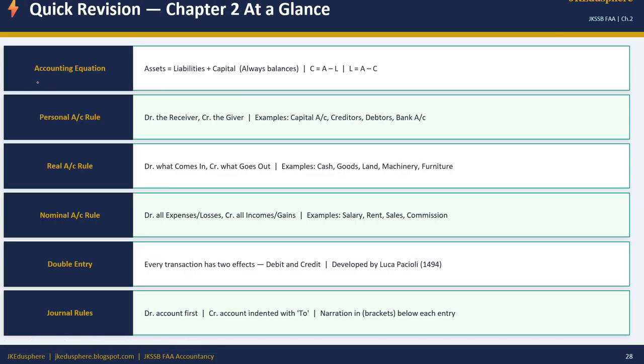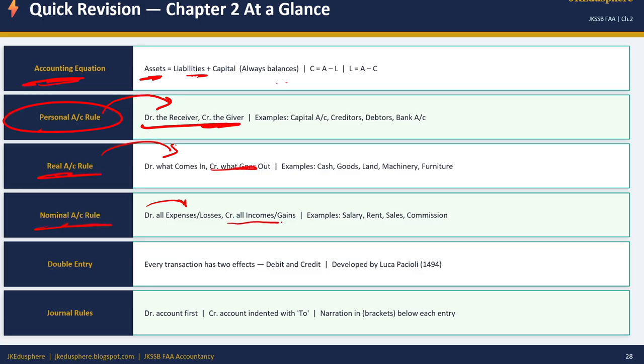So here's a quick revision. What was the accounting equation? Asset is equal to liability plus capital. Personal account rule is debit the receiver and credit the giver. The real account rule is debit what comes in, credit what goes out. Nominal account rule is debit all expenses and losses, credit all incomes and gains.